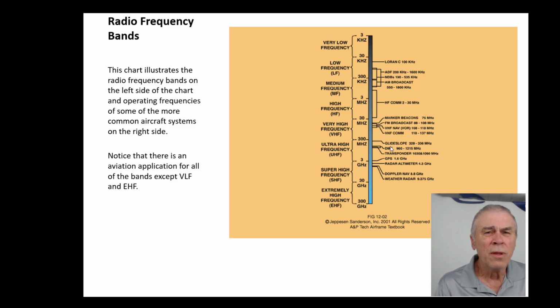Glide slope, DME, transponder. These are individual topics that we'll talk about. GPS, you're familiar with that. Radar altimeter, we talked about that a little bit in instruments. Doppler navigation, weather radar, that'll be new here. All right. It does say, notice that we use almost every band except for the very low frequency way here on the top and the extremely high frequency on the bottom.